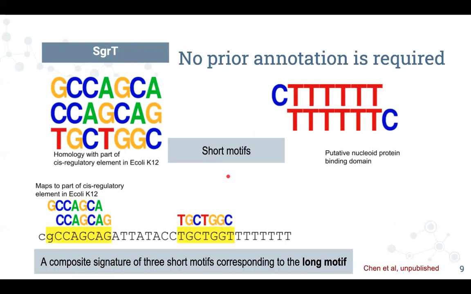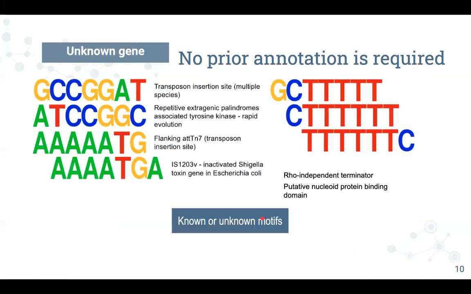From this, we analyzed the intergenic regions of an unannotated gene in the previously newly sequenced bacterial strain. We discovered various patterns of fixed length, which we investigated further. We can identify short motifs such as nucleoid protein binding domains, and we're able to recapitulate long motifs as a composite of several short motifs. In this case, we identified the cis regulatory region. So sequences we had no known annotations for were also discovered, and this applies to unknown unannotated genes as well.